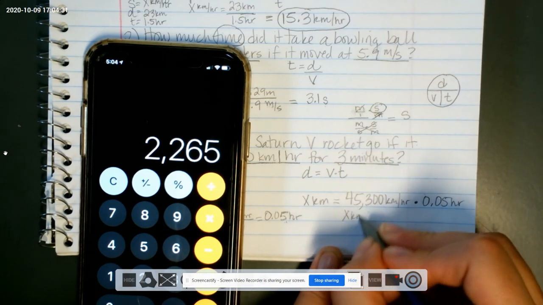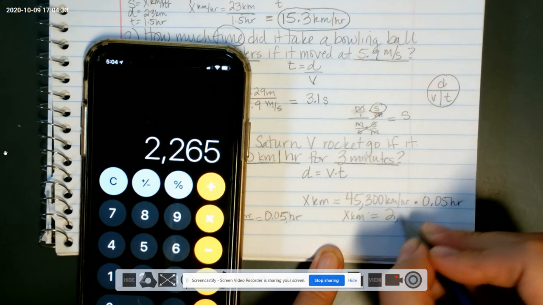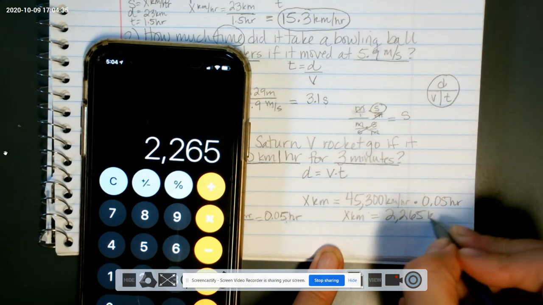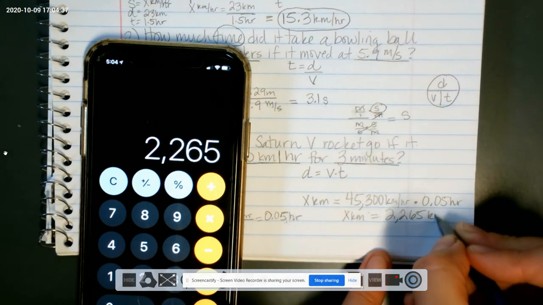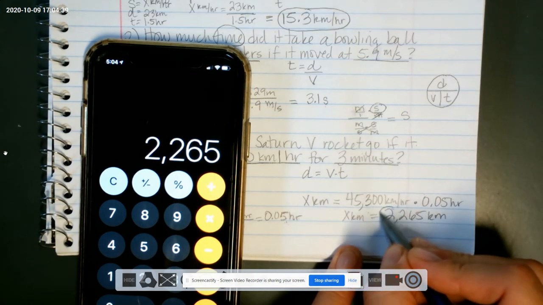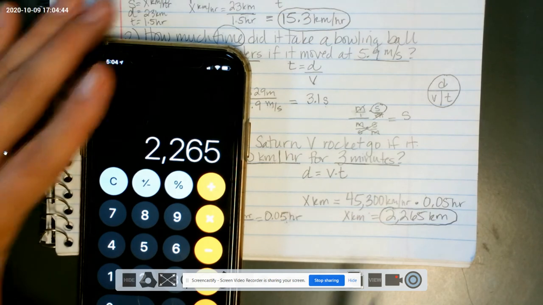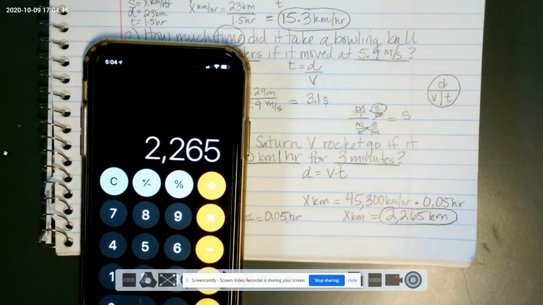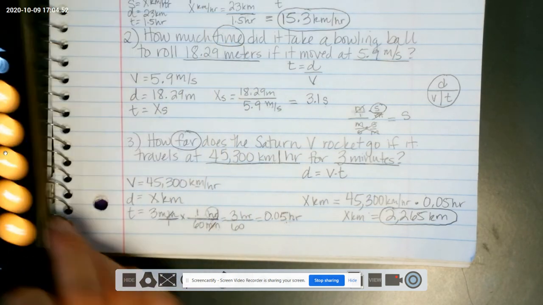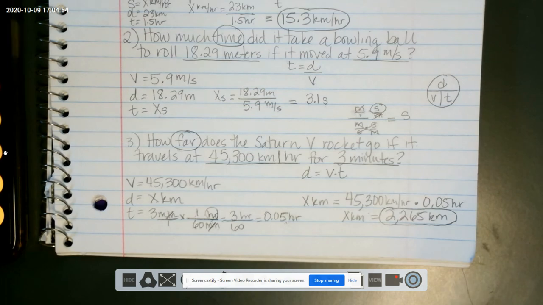X kilometers equals 2,265 kilometers distance. So that Saturn V rocket ended up getting 2,265 kilometers into the air, going that speed in 3 minutes. Okay, that's pretty high. That's definitely into space.